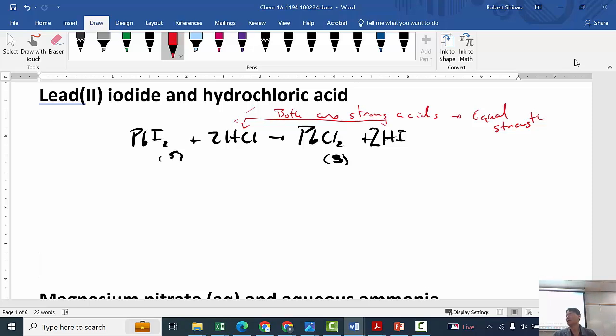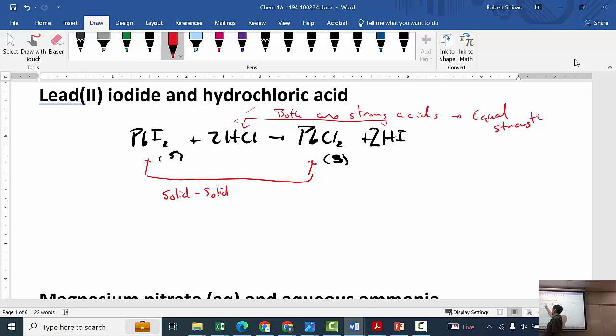Some people wrote no reaction. How do you know that there's no reaction? How do you know there's no driving force? So for example, if you have lead chloride, that's a precipitate. So isn't precipitation a driving force here? And it turns out it might be or might not be. Why? Because this type of reaction is called a solid to solid transformation, or solid to solid reaction.